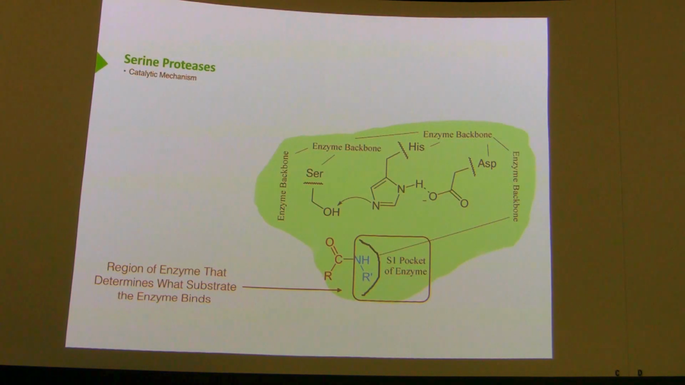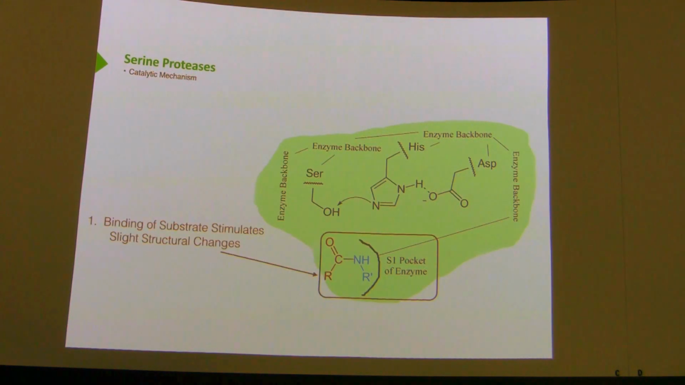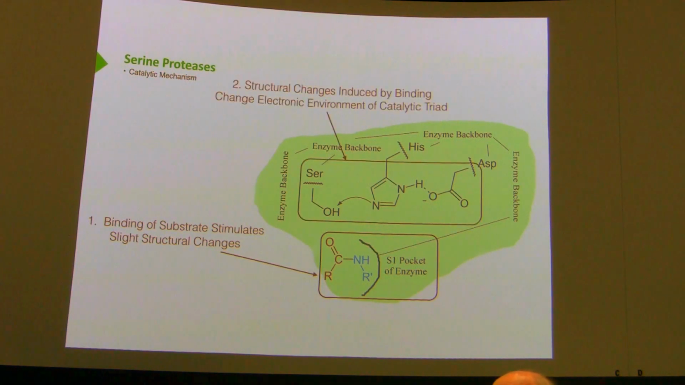Now, one thing I didn't say was, what do we call the place where the phenylalanine side chain binds? It has a name. We call it the S1 pocket. And we'll see later in the lecture that it actually is a pocket. And that pocket is set up very nicely to hold the side chain of a phenylalanine. Okay. So the binding stimulates that slight structural change. The slight structural change causes the things to happen that I just described to you. Okay?